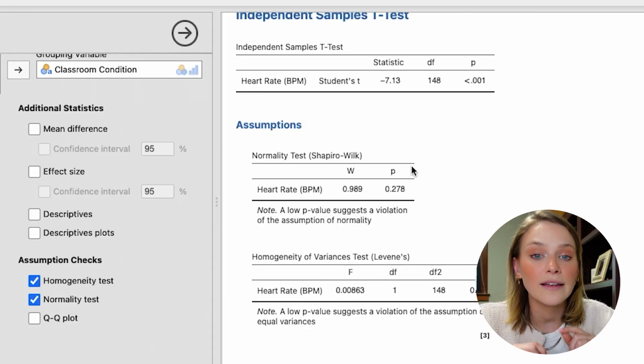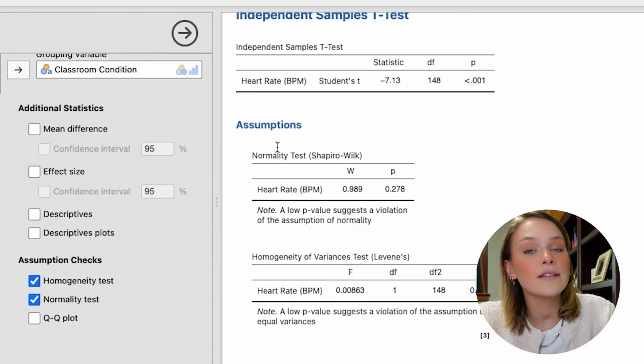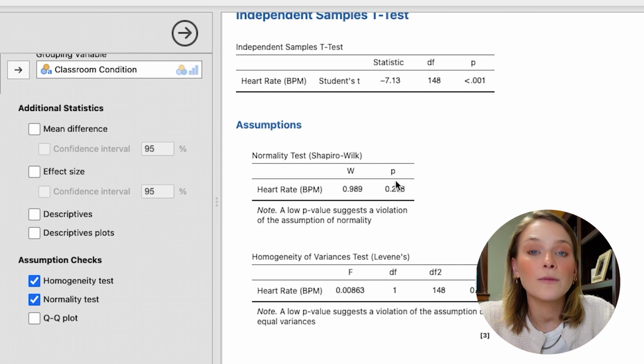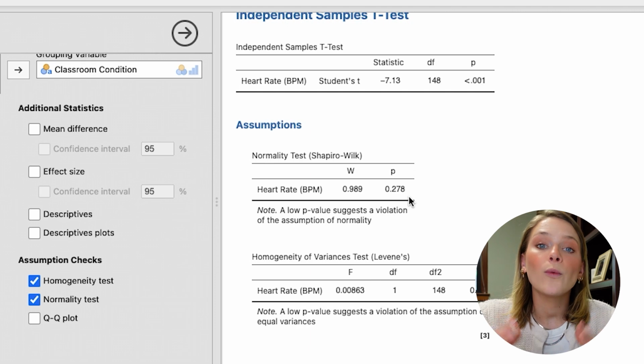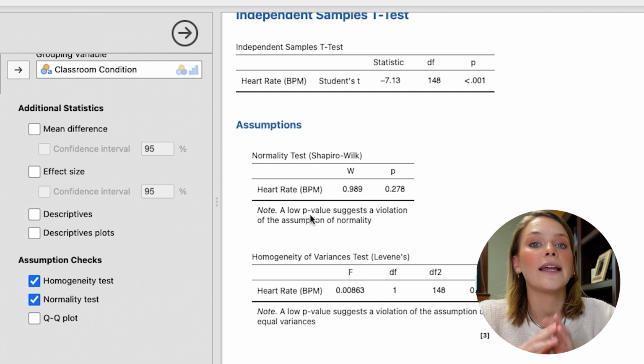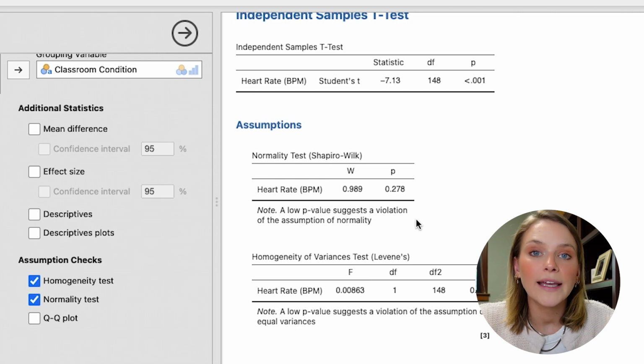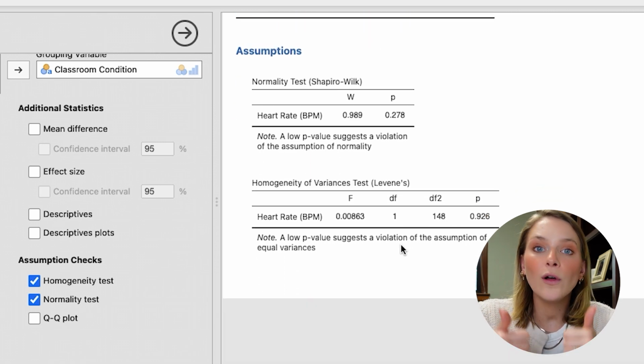So again, as I mentioned, the key thing that we're going to be looking for here is the size of the p-value associated with those two tests. If we look at our Shapiro-Wilk test, we've got a p-value coming back that is 0.3. 0.3 is larger than 0.05, so we are in the clear. We have not violated the assumption. Our data appears to be normally distributed. So that's wonderful. We're good to go.